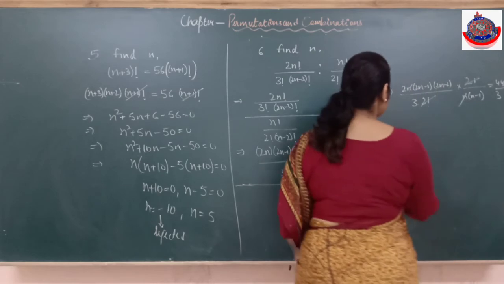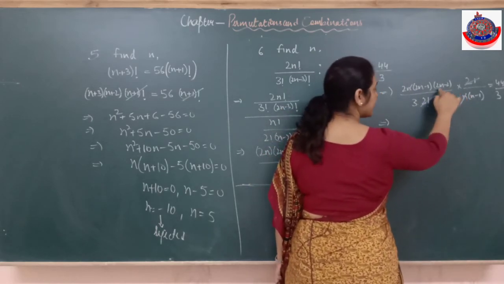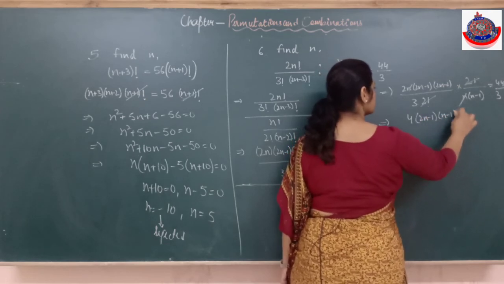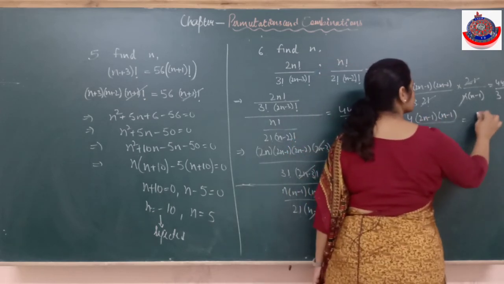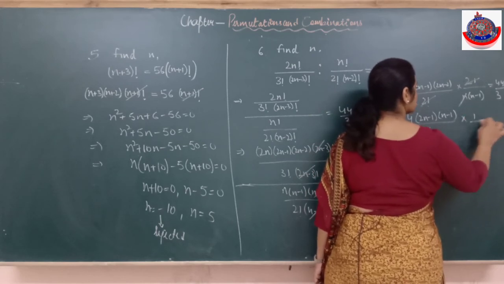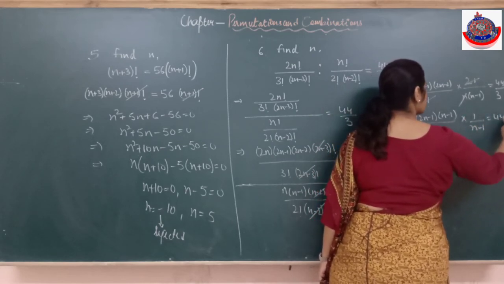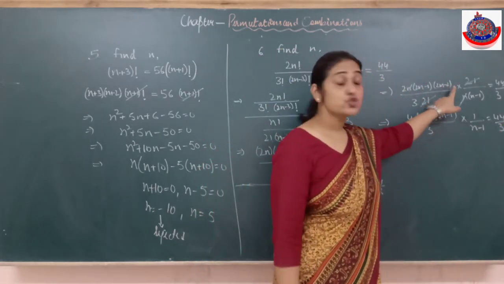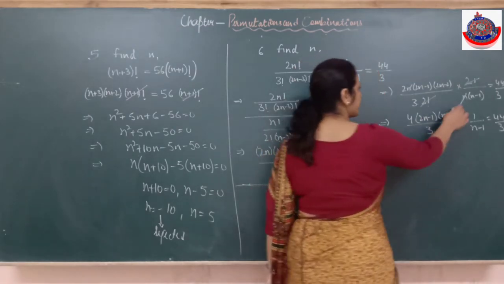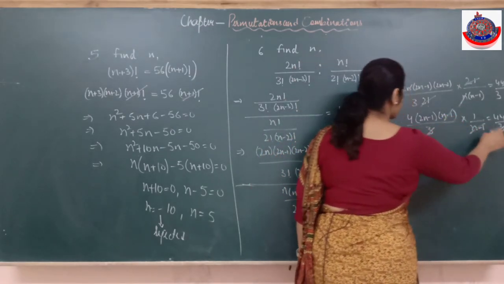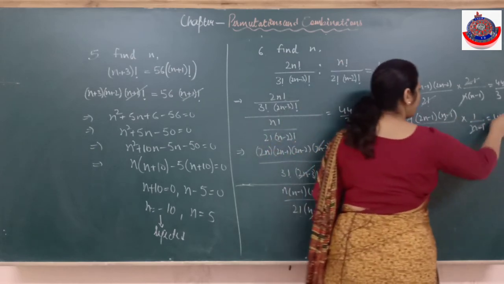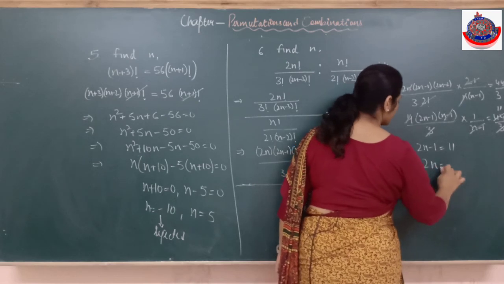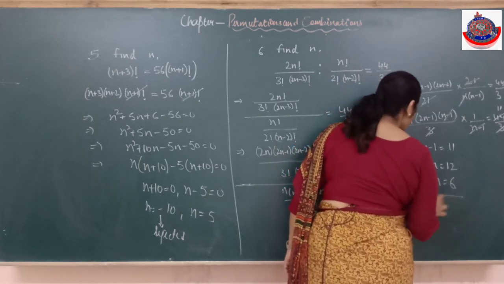Alright. Now from here, 2n minus 2. Can I take 2 common? Got it what I have done? Just to make it same, I have taken 2 common from 2n minus 2, so that this n minus 1 gets cancelled. This 3 and 3 gets cancelled. 4, this is 11. So what we are left with? 2n minus 1 equals to 11. 2n is equals to 12. N is equals to 6.